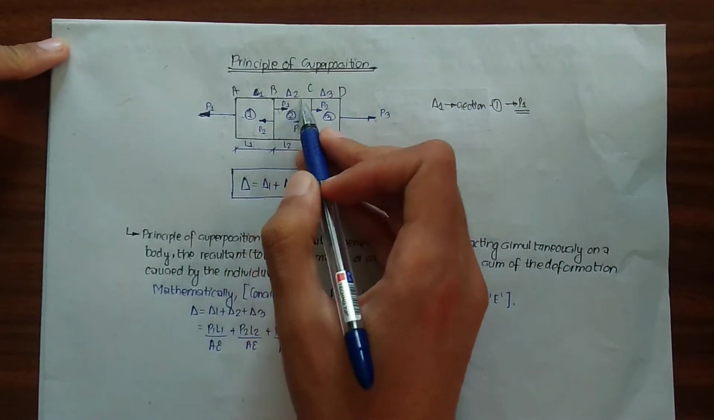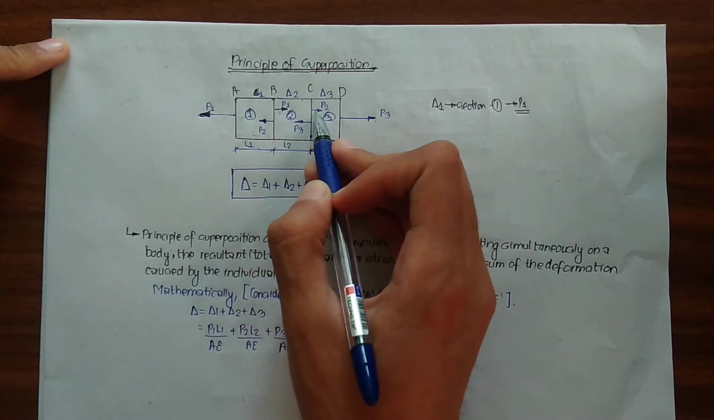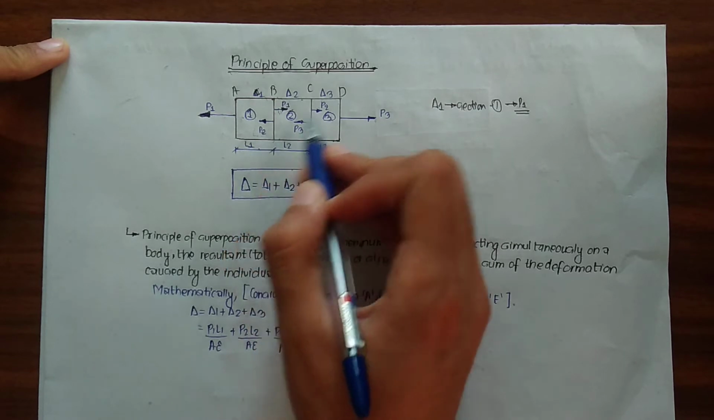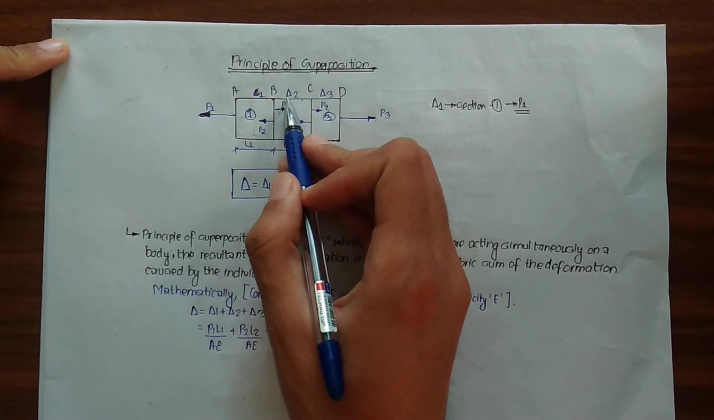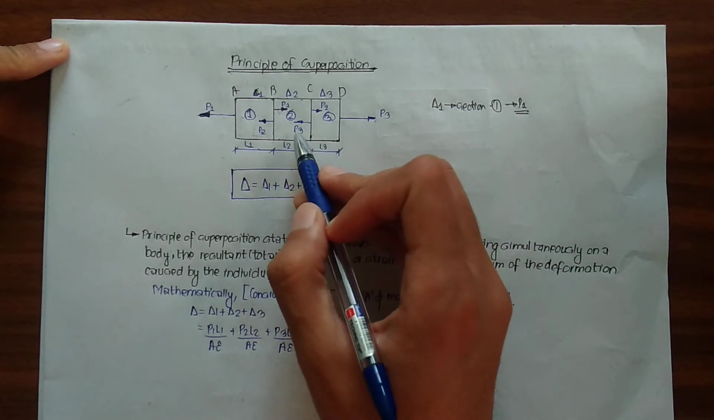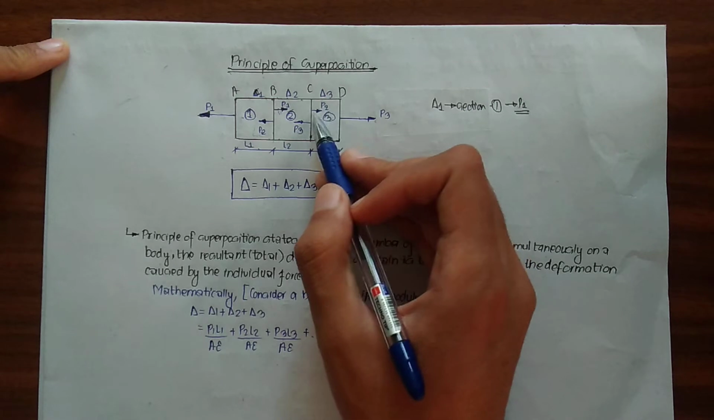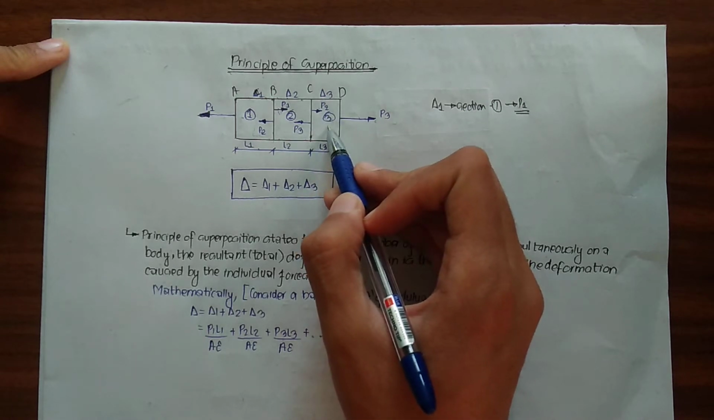Similarly, if you move on to section 2, you can see there is a force of P2 acting at the left and a force of P2 acting at the right, and due to the presence of these forces, a certain deformation del 2 is caused. Similarly, in section 3, force P3 is acting at left and right, and due to the presence of these forces, deformation del 3 is caused in section 3.